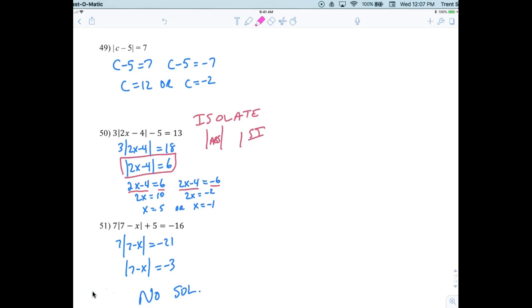And so now when you solve that, c is 12 or negative 2. Every time you have an absolute value equation, you're going to have 2 answers.